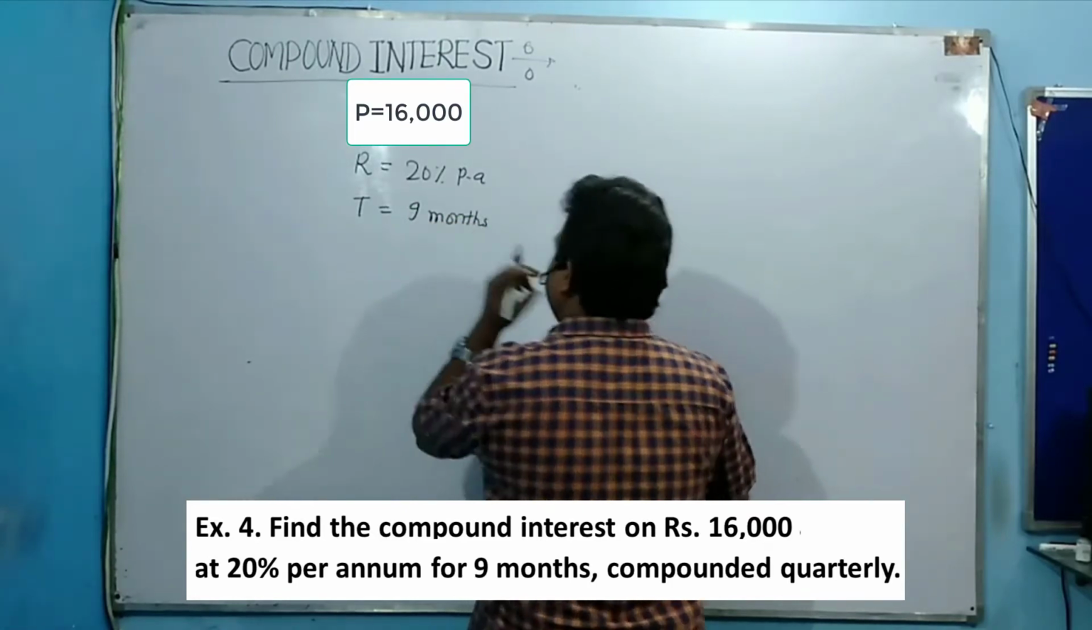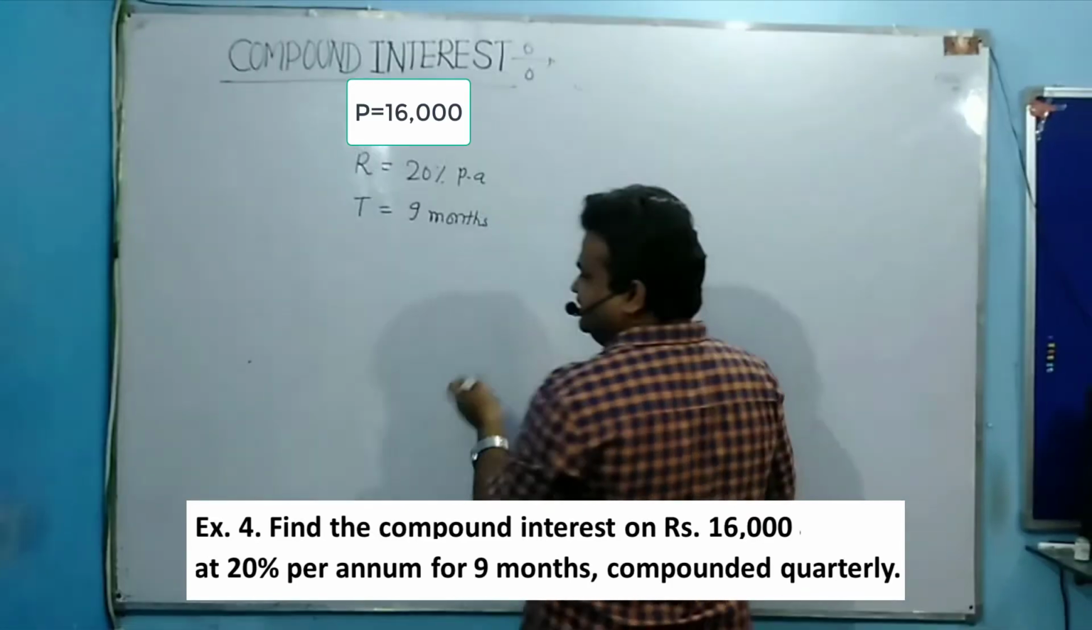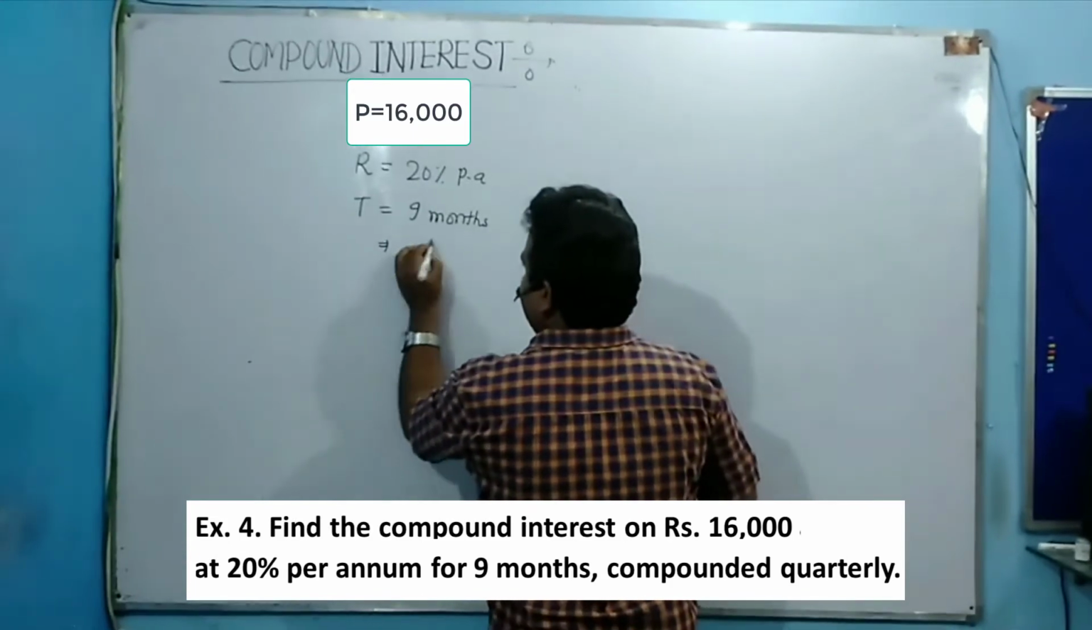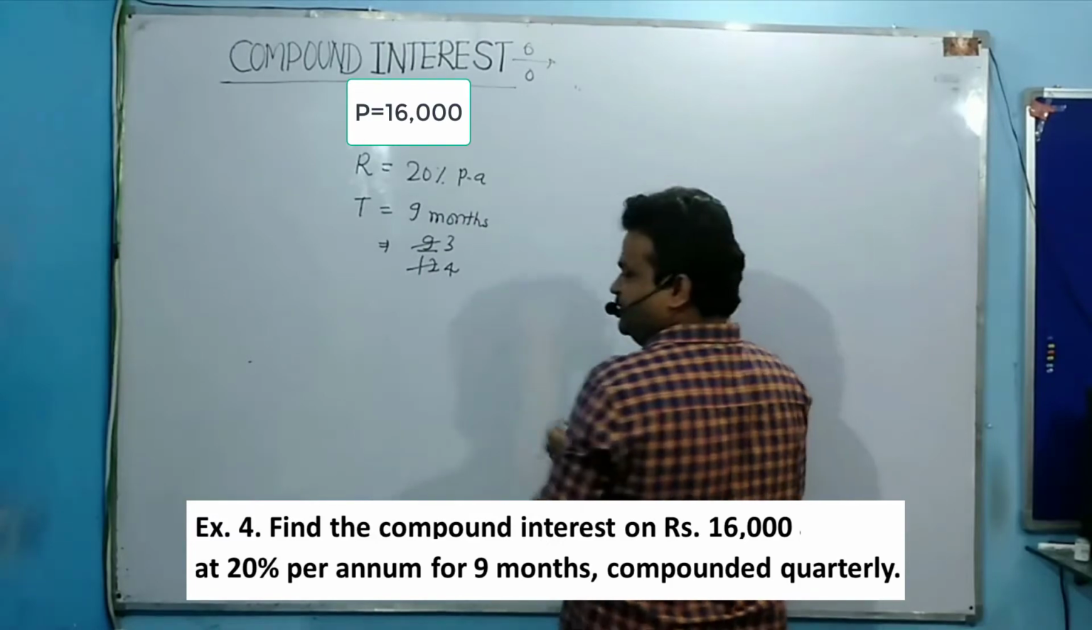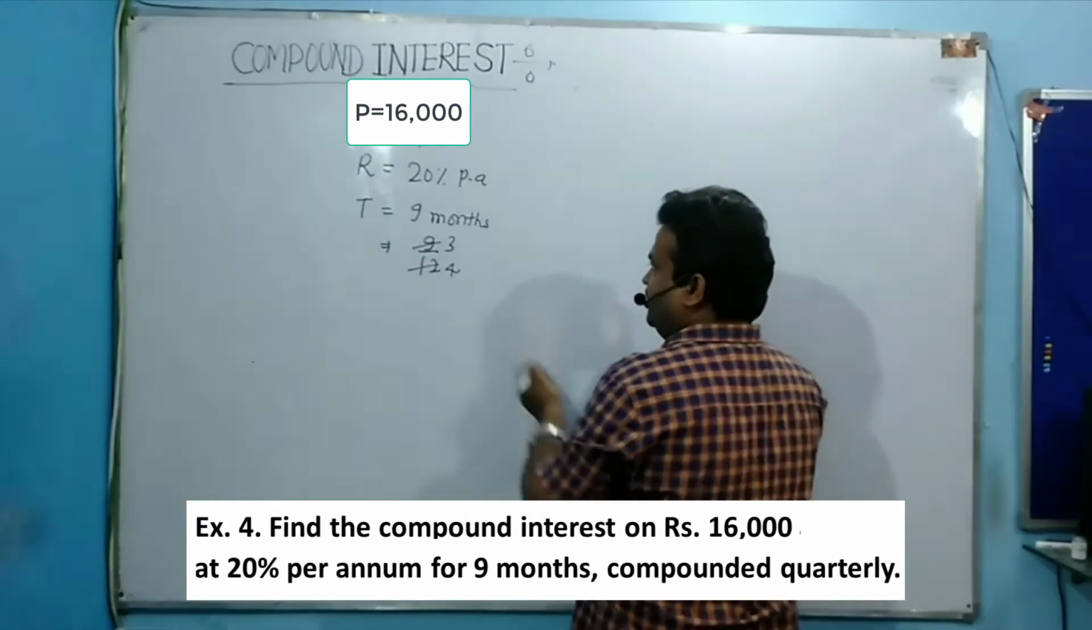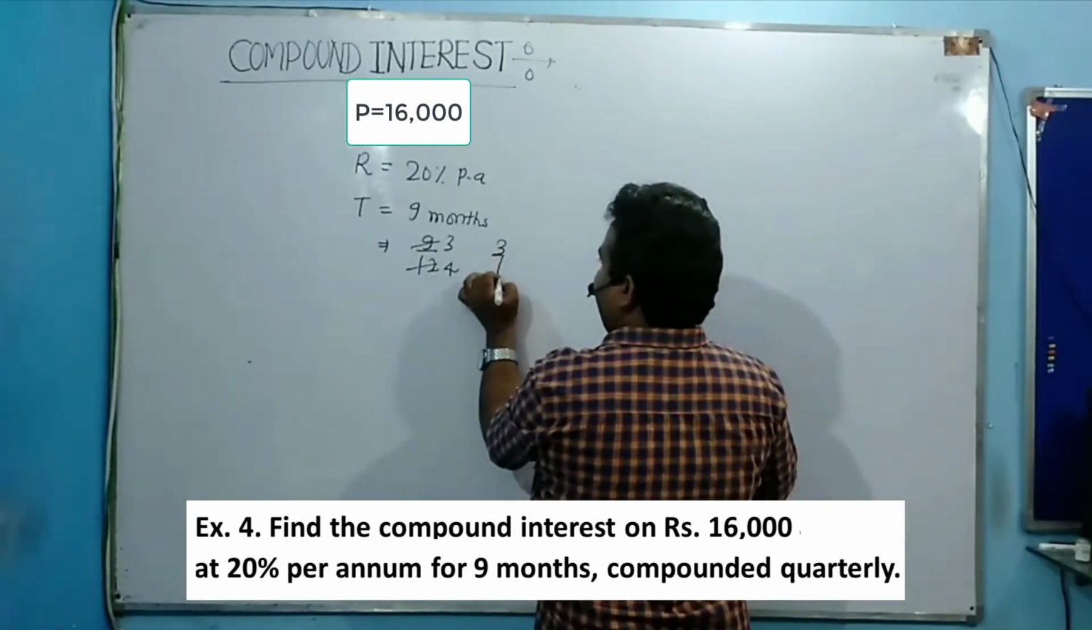Now first thing, you convert these 9 months into years. So 9 divided by 12. 3 times 3 is 9, 3 times 4 is 12. So this is 3 by 4 year.